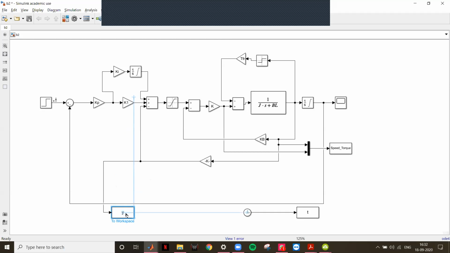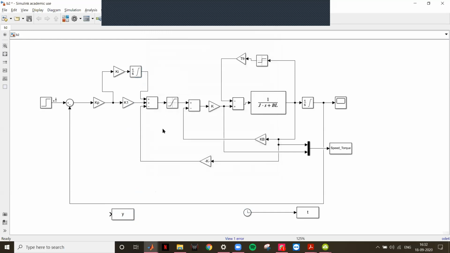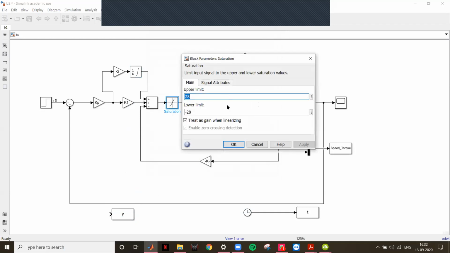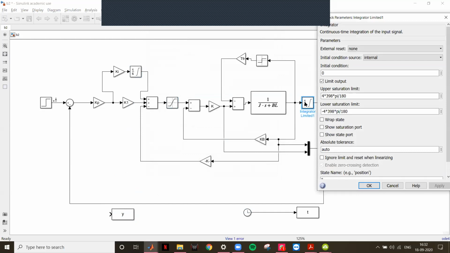You have to check all the integrator gains. You check the first integrator limiting value. Double click on that. Then the saturation block. Yeah, okay. Then the last integrator, 4 into 3. Yeah, okay.